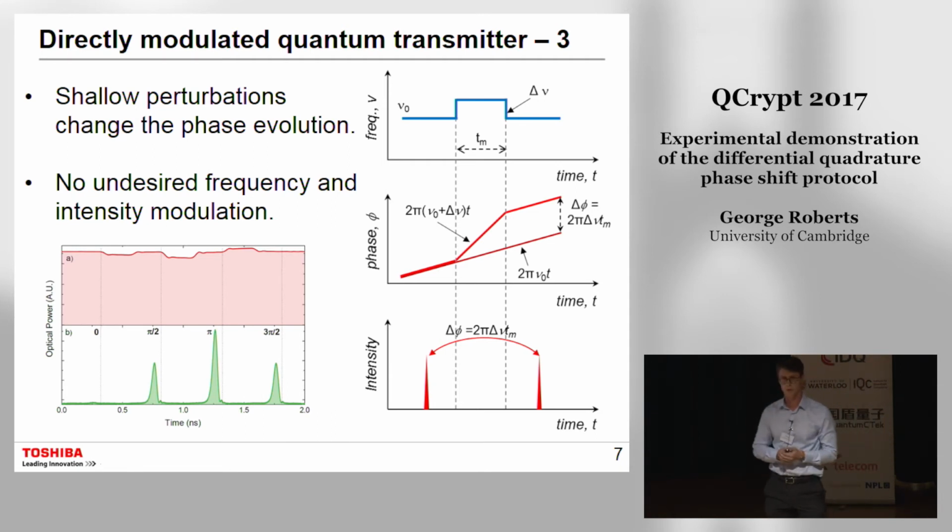So here I show the 4 BB84 states. This is the master laser optical power on top in A. And on the bottom, I show the output from a 1-bit interferometer. And you can see that we've created the 4 states very nicely there.